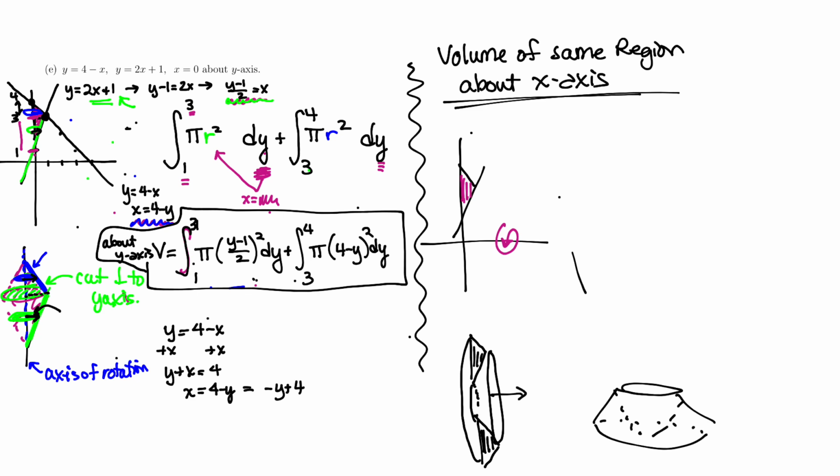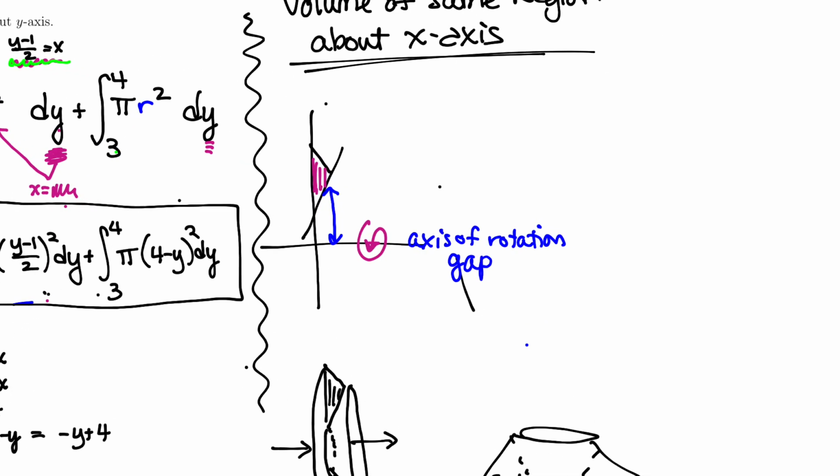But in any case, what do I notice about this shape? Is it solid all the way through? No. It's got a gap in there, doesn't it? It's got a hole. And how do I recognize it has a gap? Well, because if I look right here, I have a distance between my axis of rotation and my shape. That creates a gap. Moreover, it will create a hole when I'm doing my cross sections.